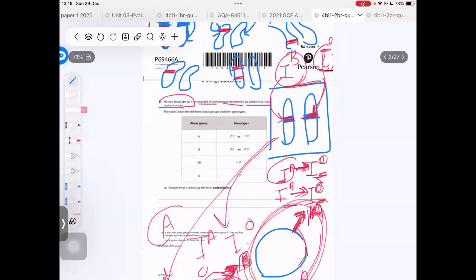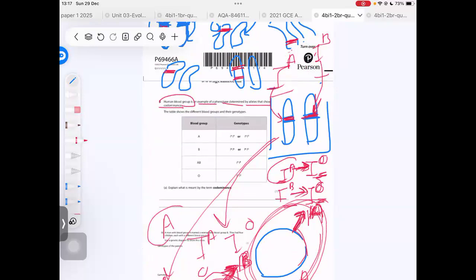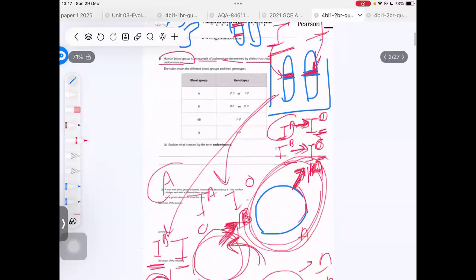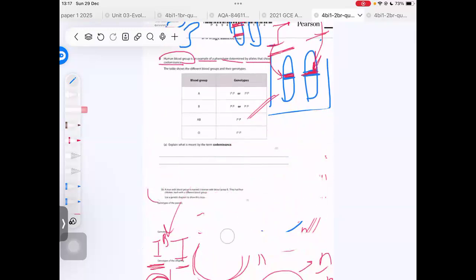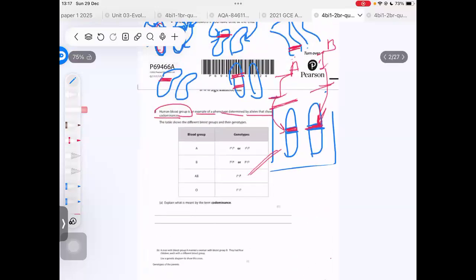Now, what if we have IA and IB together? Here we have the IA allele and here we have the IB allele. But actually, we can't be sure which is the recessive one or the dominant one. Trust me, both have equal power. That means both of them have the equal strength of dominance. No one is more powerful than the other. So what they will do is show both their colors together.